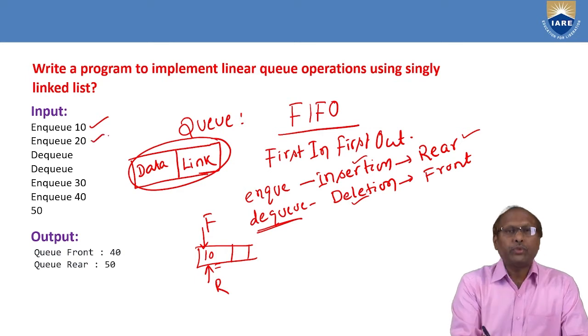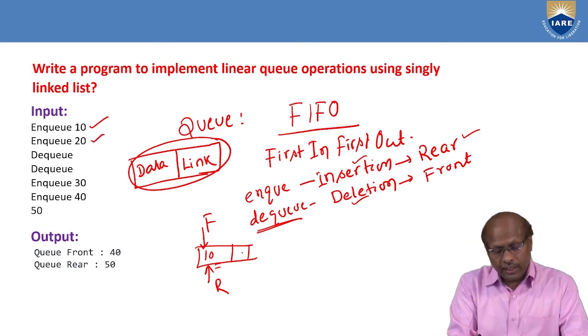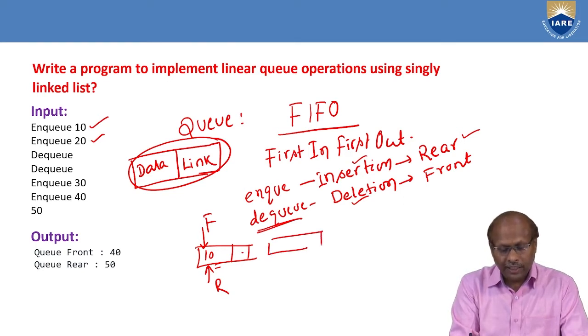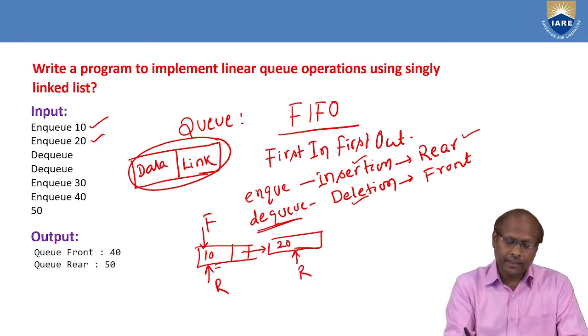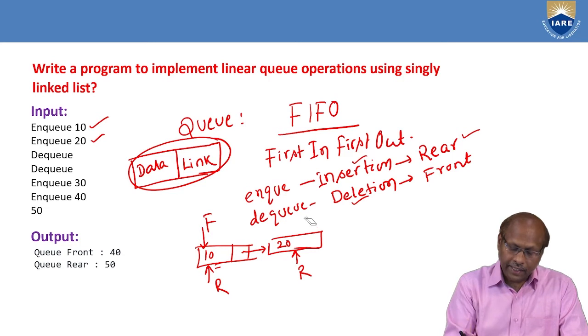And when 20 comes, where do you insert it? You have to insert it next to the first node. So 20 is inserted here, and it is pointing here. That means my rear pointer is moving forward, but front is still there. So rear is moving ahead, and the rear is always pointing to the latest node.